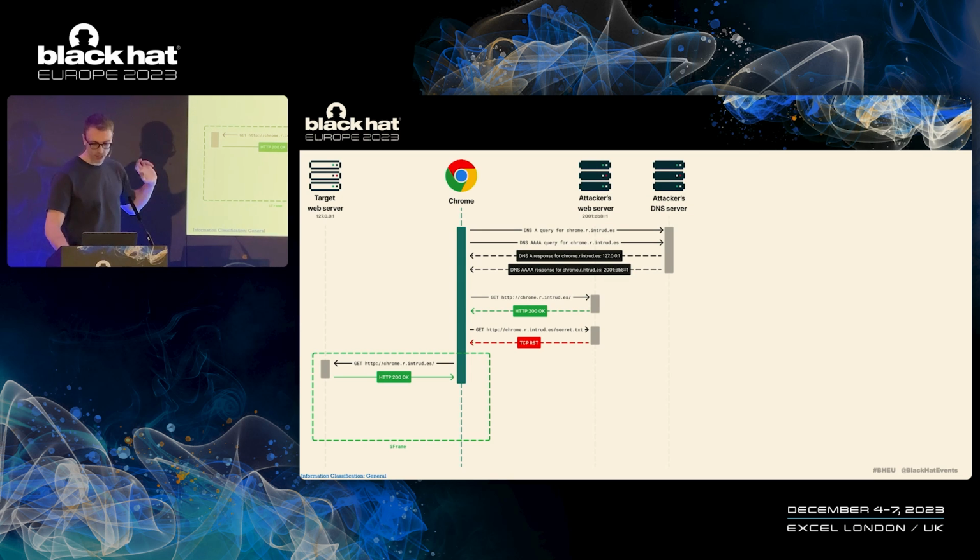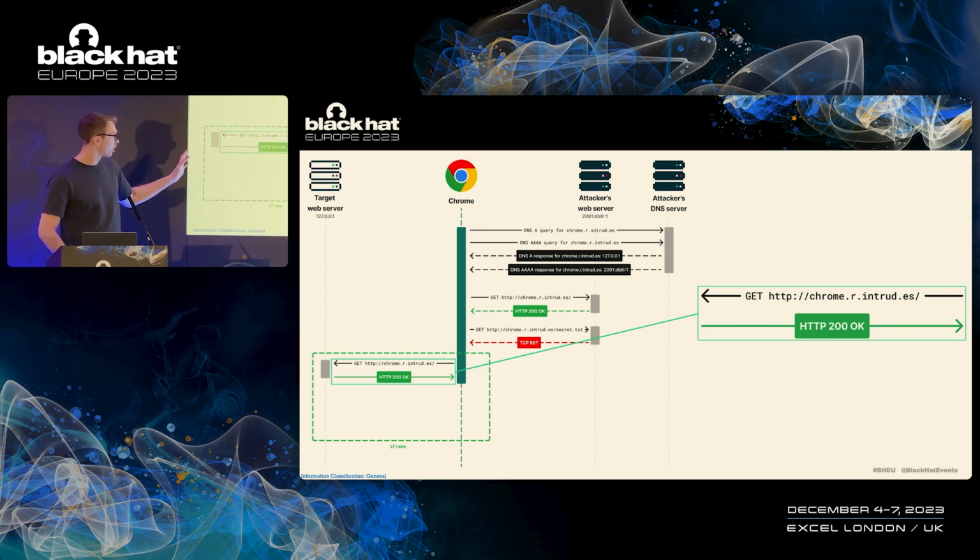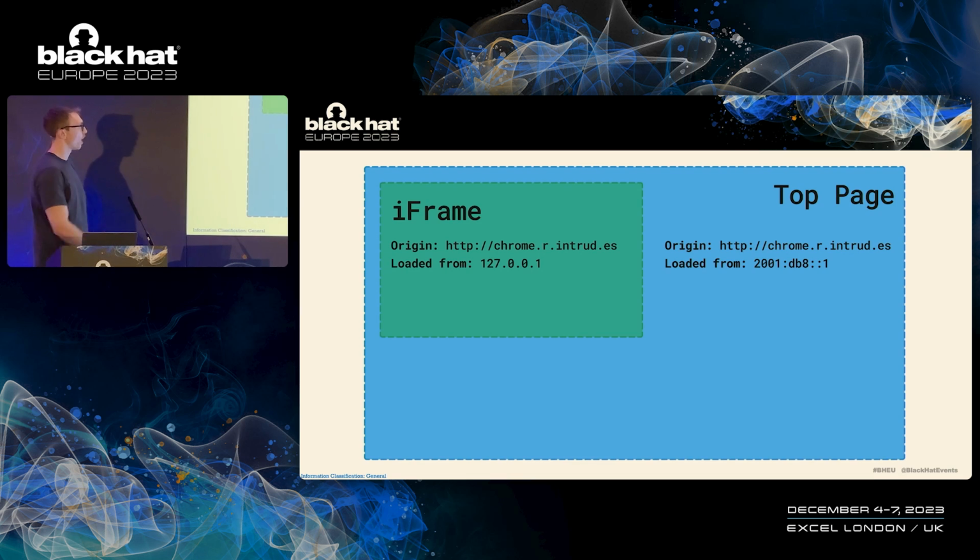Before we get to that, though, just to recap and make clear where we are: because Chrome saw the reset when we set the iframe URL to this, http chrome.r.intrudes, that got loaded from the target web server on the local network. So we now have our top page here in blue with the origin http chrome.r.intrudes, and that's loaded from the public internet, the attacker's web server. And in that page, we have an iframe under the same origin loaded from the local network.